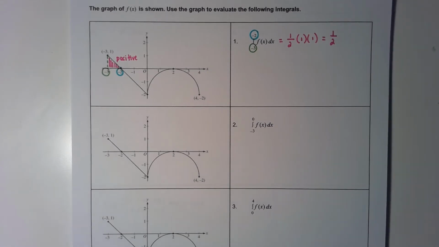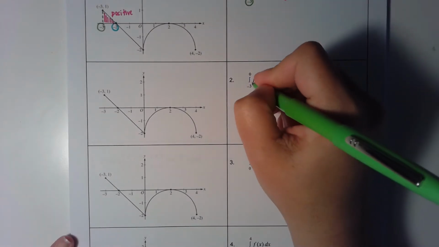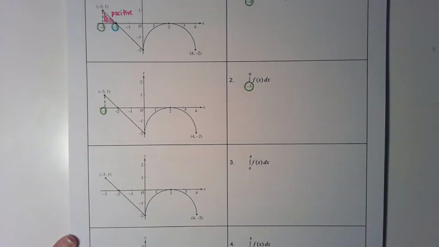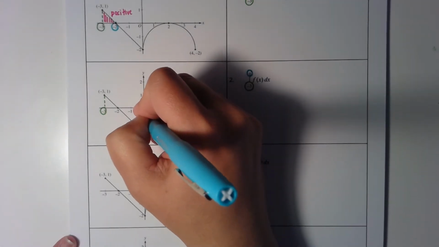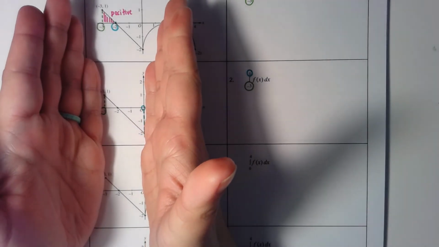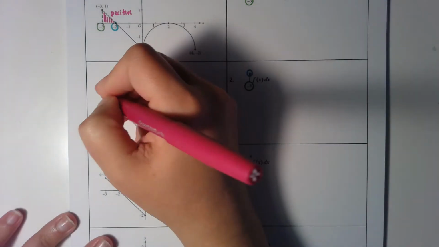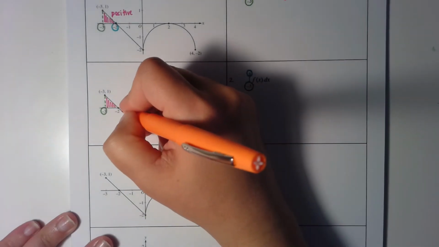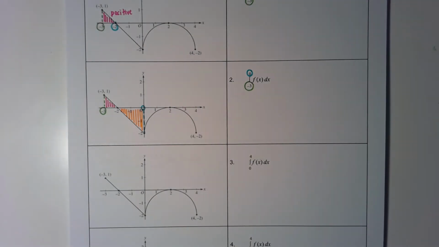For problem number 2, we're going to find the integral from negative 3 to 0. So negative 3 to 0 means start from negative 3, which is right here, and end at 0, which is right here on the graph. If we look at this portion of the graph, it's divided into two parts. There's the triangle up here that's above, and there's a triangle that's below. That means that in order to find the value of this integral, I'm going to need to find the area of both of those parts and combine them for the total area.